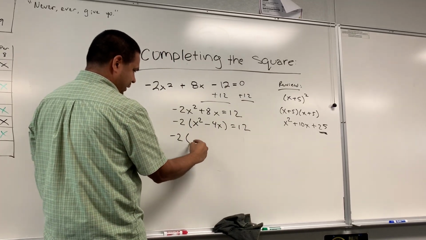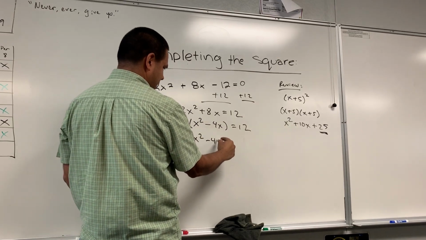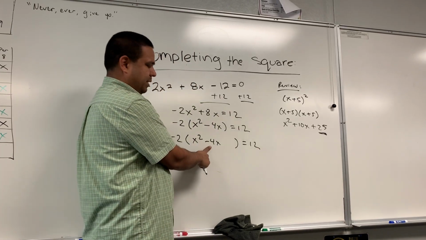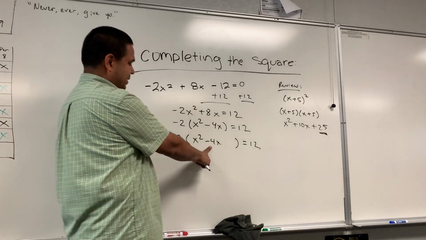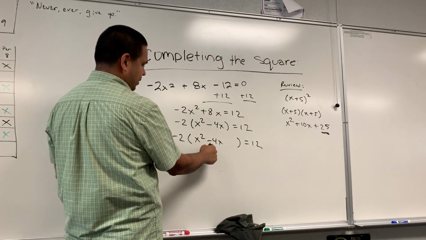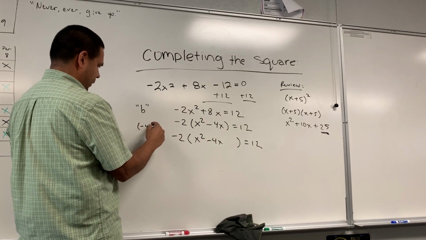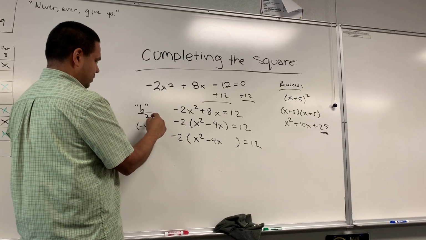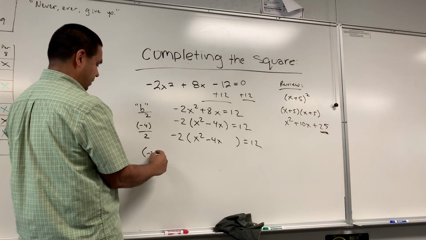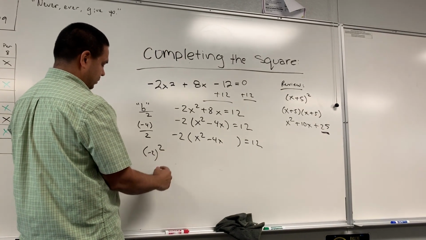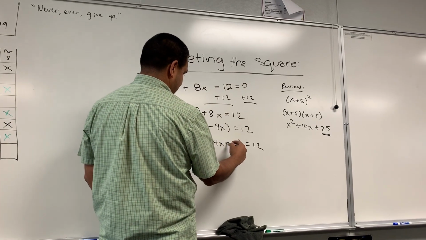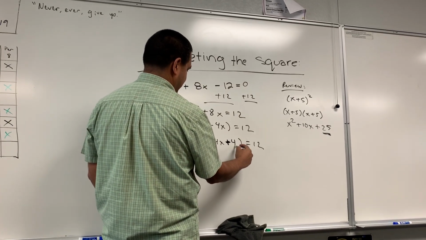So how do we complete that? Well, it's very easy. We take this number, which is our b. We take our b, which in this case is negative 4, and we divide that by 2, which would give us negative 2, and then we square it to get 4. So we're going to add a 4 here.